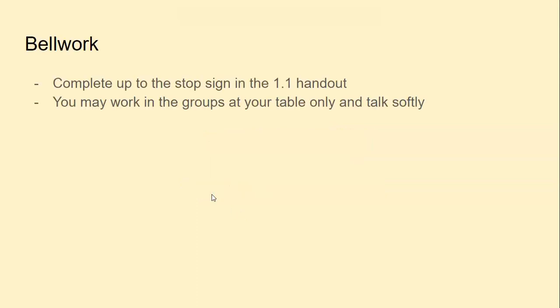The first thing that you need to do is you should have picked up or received a 1.1 packet. Get started on the bell work, which is the front page of that. Go up to the stop sign. I think that's just the front page. So make sure you're working on that. You can work with the other people at your table.